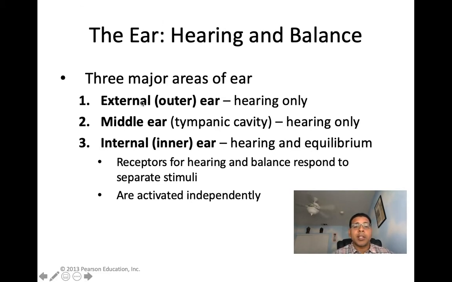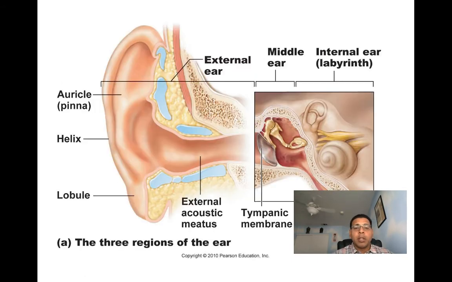You have the external ear, the outer ear, and we'll see it's involved with only hearing. Then we have our middle ear, also known as our tympanic cavity, which is also involved with hearing only. And then the internal ear is involved with both hearing and equilibrium. We're going to have receptors for hearing and balance found inside the internal ear, and they respond to separate stimuli. They are activated independently.